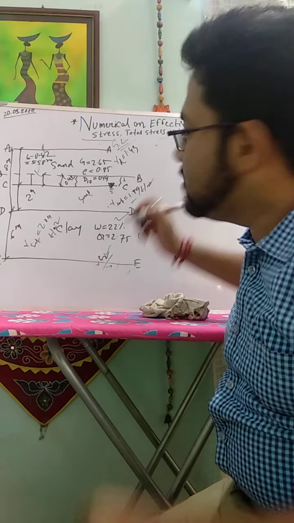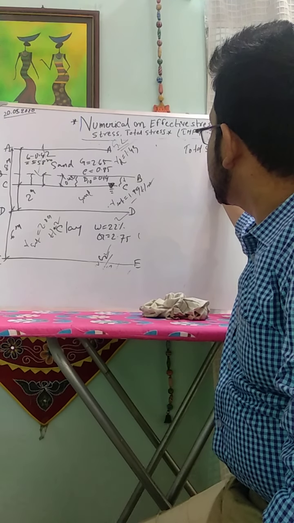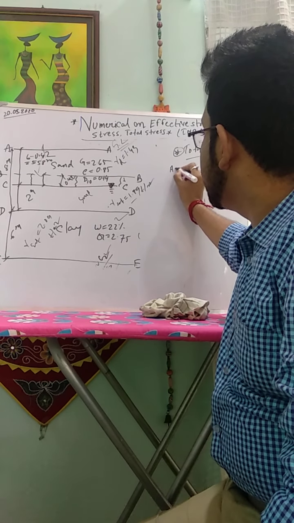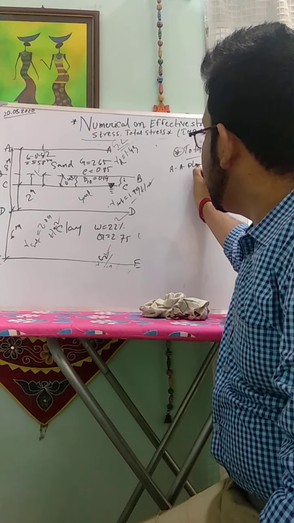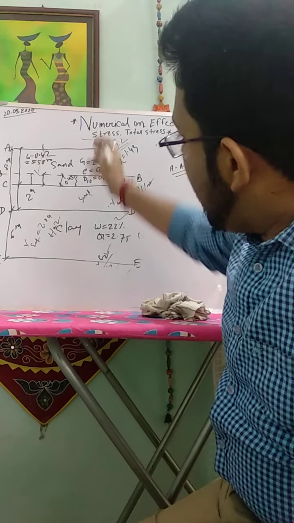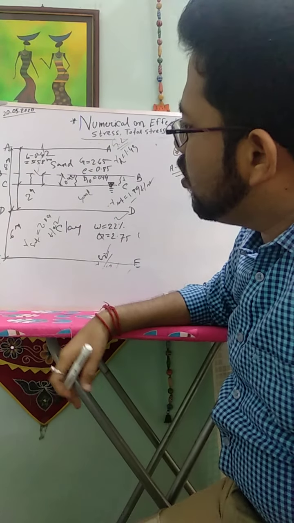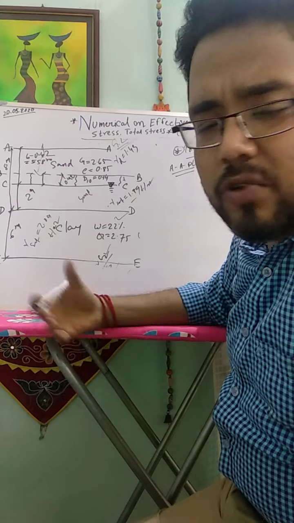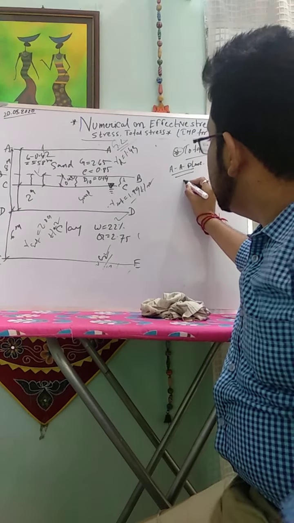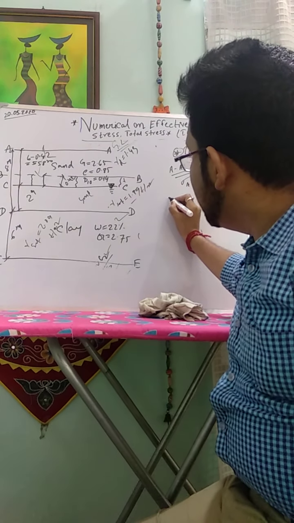Now first, total stress. For the AA plane, there is no extra surcharge load or any other load, which means there is no stress. Total stress for A equals 0. Now the BB plane.